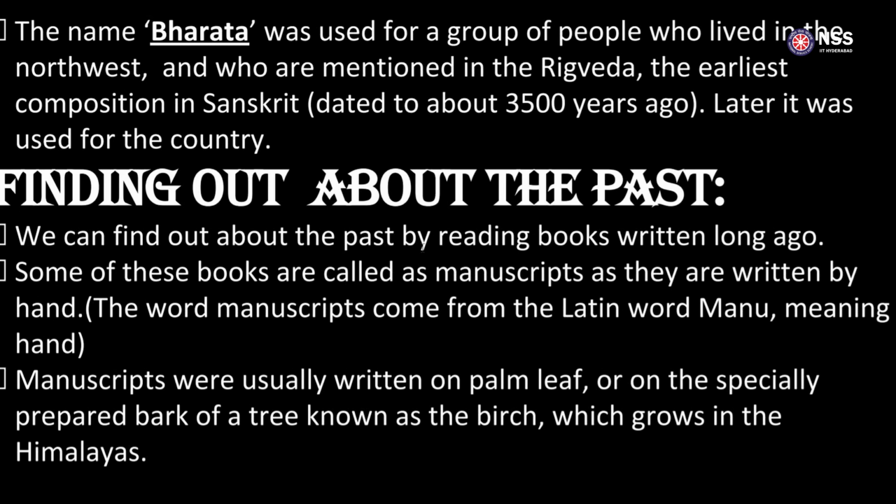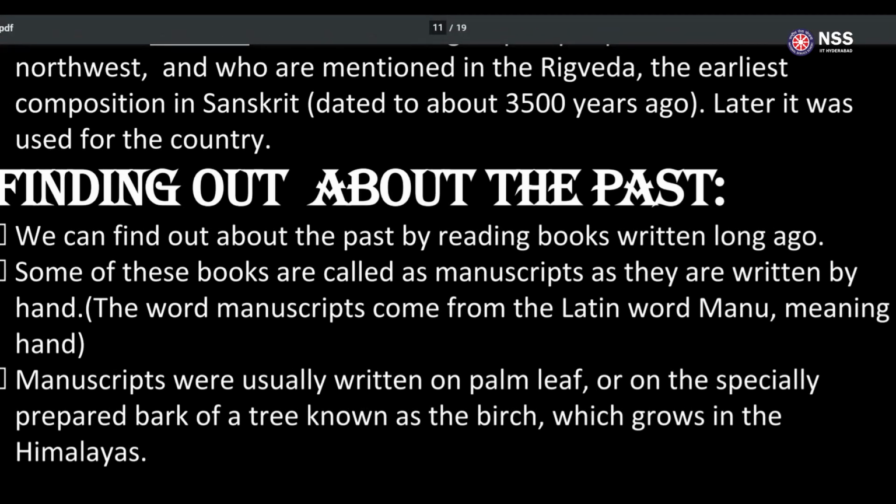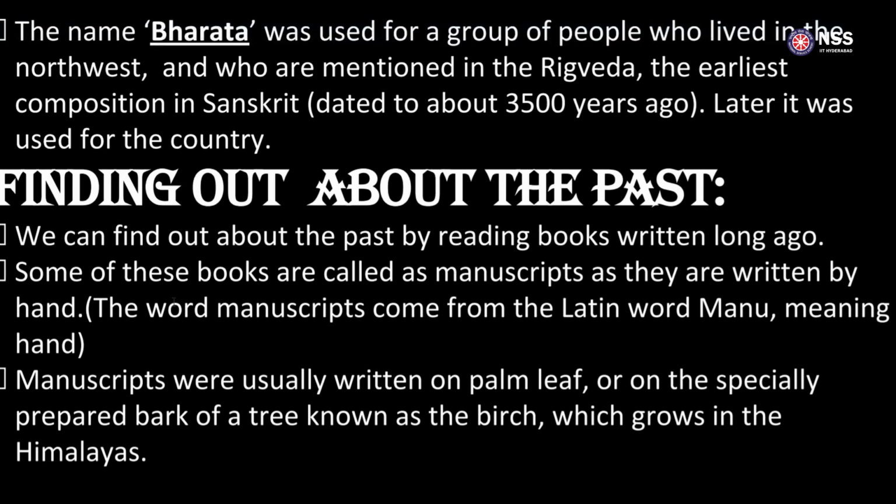We can find out about the past by reading books written long ago. And some of these books are called manuscripts, as they were written by hand. Manuscript is a word originated from the Latin language, where manu means hand and script is what you write. So the script written by hand is called a manuscript. By the old writings of manuscripts, you get to know about our past.